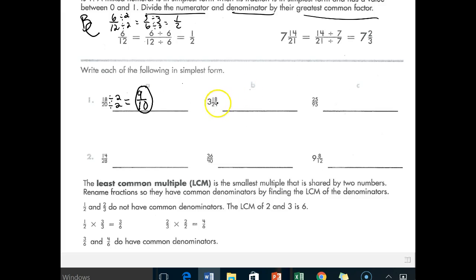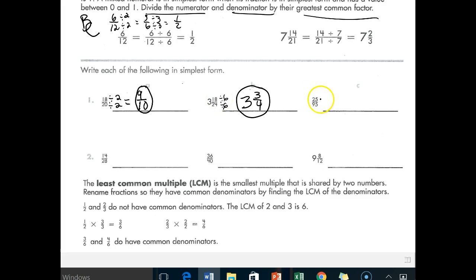Let's do a problem like 1b. So 3 and 18 over 24. Now I could do 2, but that's actually not the greatest common factor. The greatest common factor actually happens to be 6. So I leave the 3 alone, and 18 divided by 6 is 3, and 24 divided by 6 is 4. I have to be able to divide both numbers by the exact same factor in order to simplify.